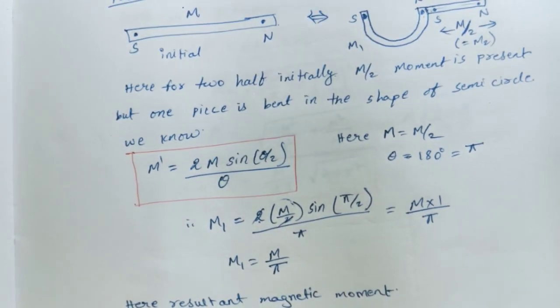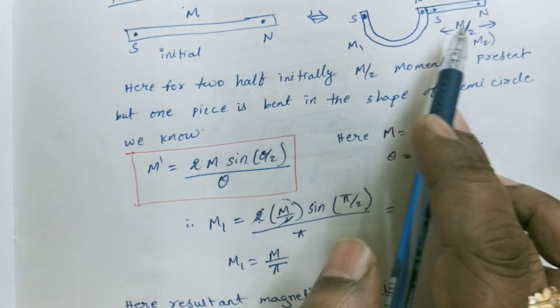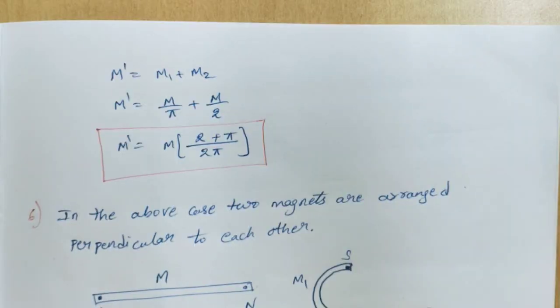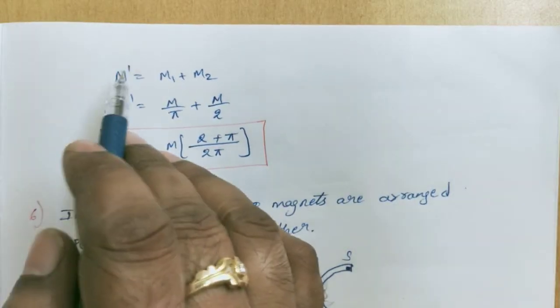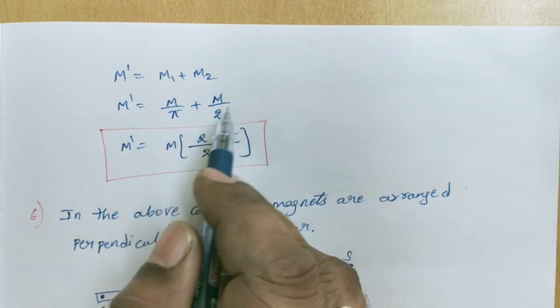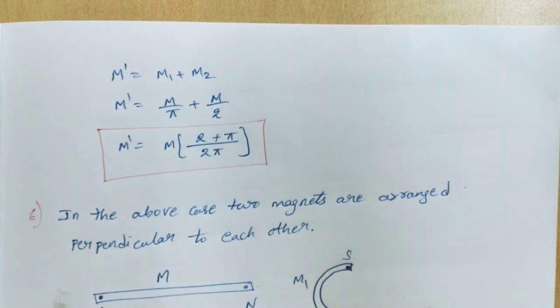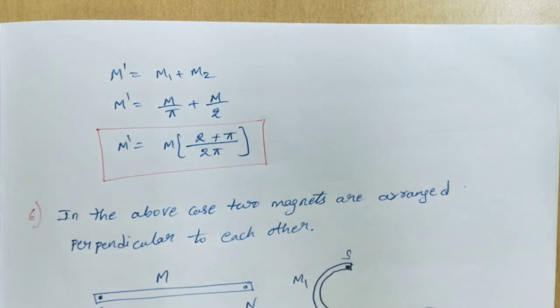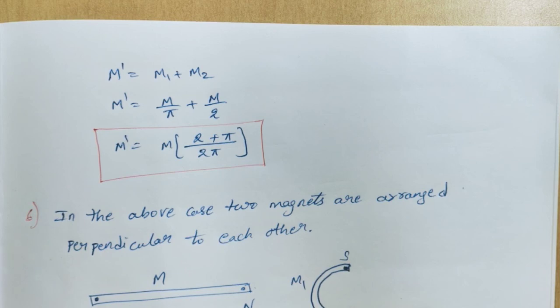What is the value for the half part present in semicircular shape? That value M1 is equal to M by pi, and M2 value is equal to M by 2. So students, resultant magnetic moment M dash is equal to M1 plus M2. So M by pi plus M by 2, added together, on simplification gives M times (2 plus pi) divided by 2 pi. What is the formula? M dash is equal to M into (2 plus pi) divided by 2 pi. This is the result.